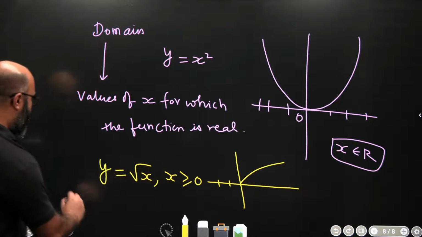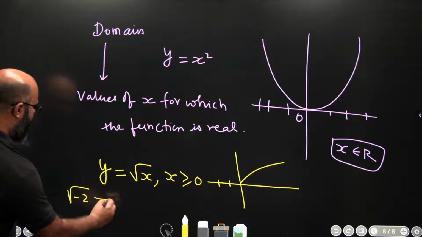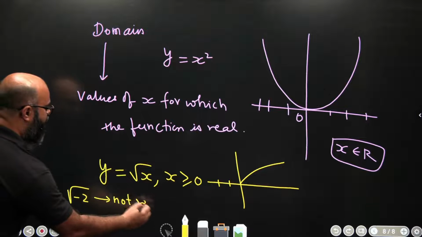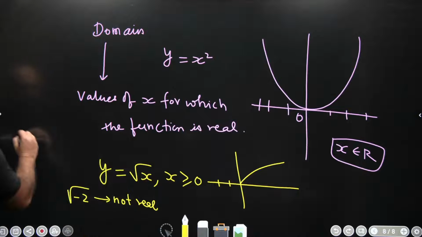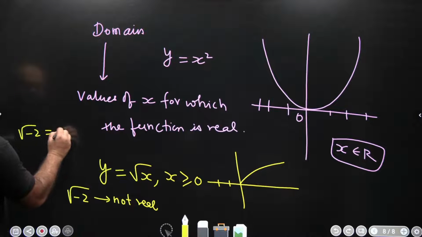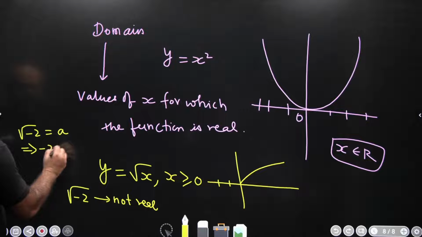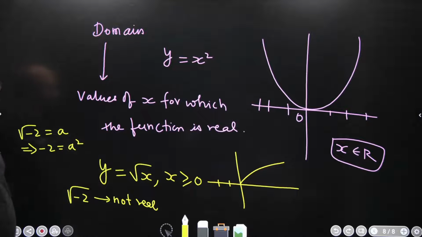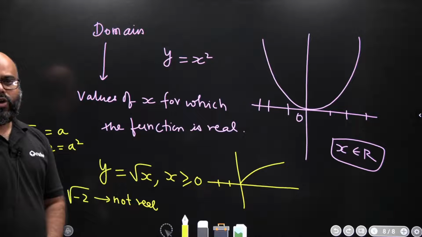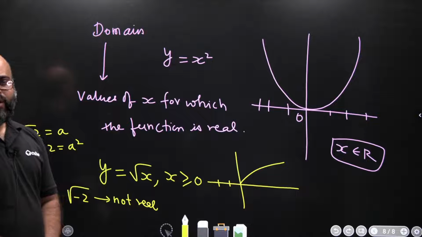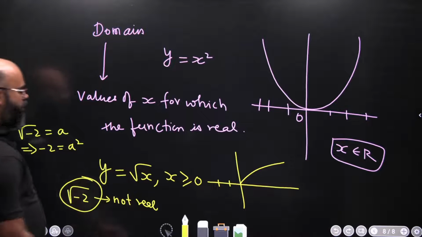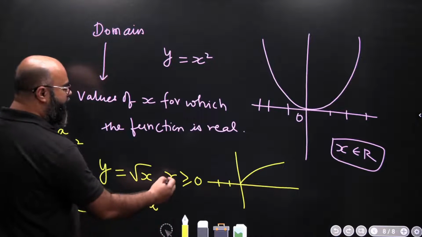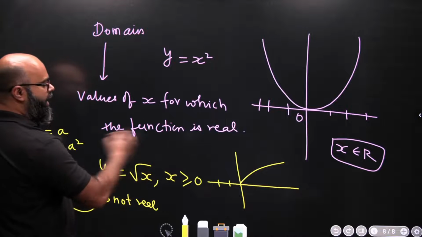For example, square root of minus 2 is not real, because no real number will square to give you minus 2. If you say that root over minus 2 is real, suppose a, what does it mean? That minus 2 is equal to a square. But any real number on squaring does not give you a negative number. So on squaring you can't get minus 2. That is why this is not real. So if it is not real, then for negative values of x you can't get any output.